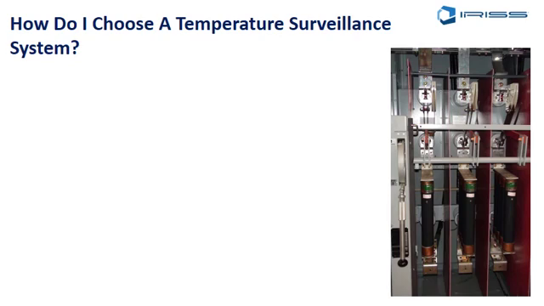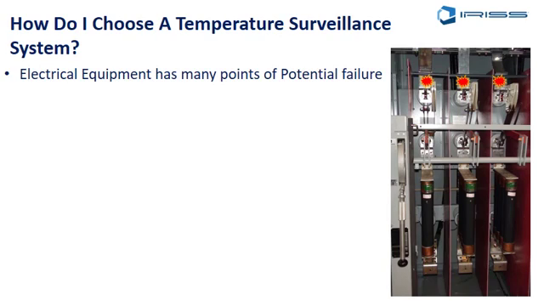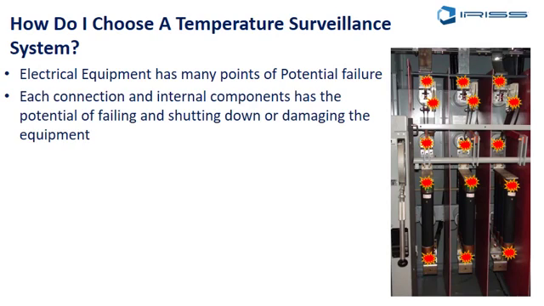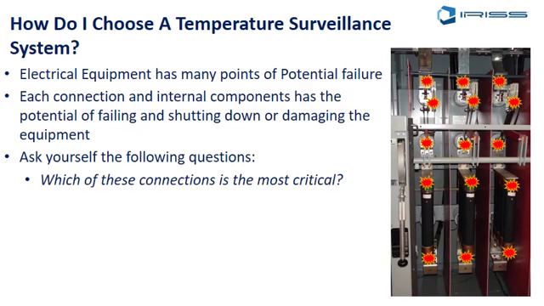When we look at electrical systems, if you look at this panel here, this electrical panel has many points of potential failure. Each connection or internal component has the potential of failing and shutting down or catastrophically damaging your equipment. So really you need to ask yourself the following questions.